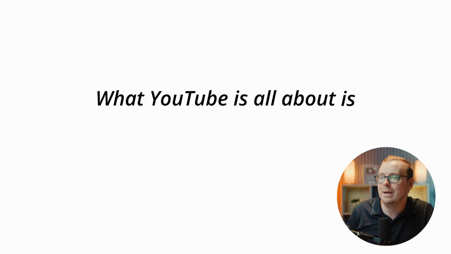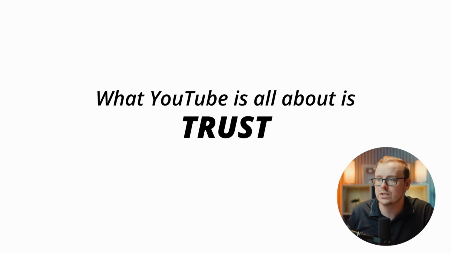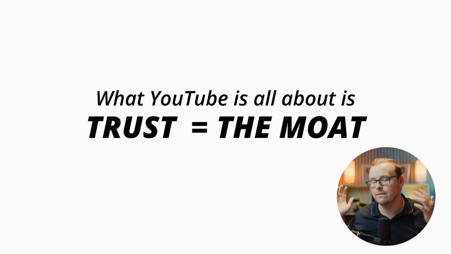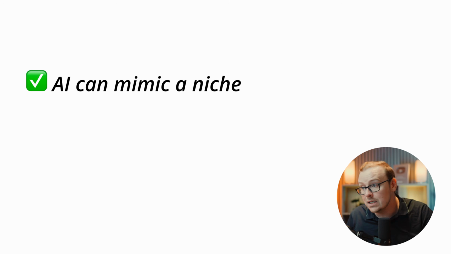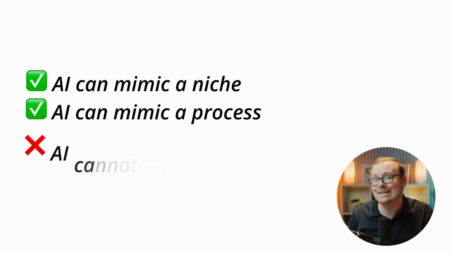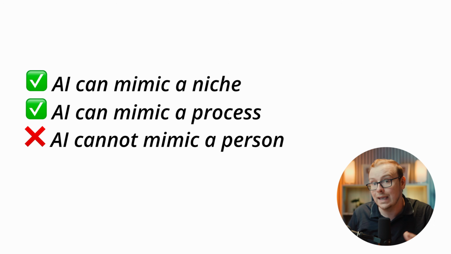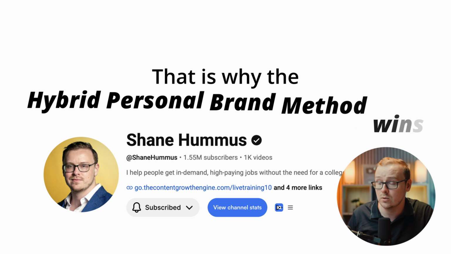And what YouTube is all about is trust. Okay? Trust is your moat, and you're not going to trust a fake AI avatar, and you're not going to trust some faceless entity, right? But you do trust other people, right? That is what YouTube is all about, is the person-to-person interaction. So AI can mimic a niche, AI can mimic a process, but AI cannot mimic a person, right? It cannot be a person. And that's why the hybrid personal brand method wins.